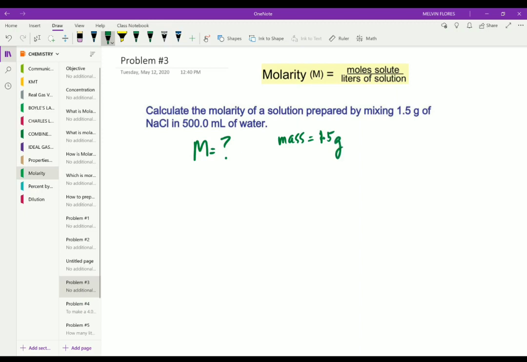Okay, and then we have the volume, which is equal to 500 ml. Remember that we need the moles of the solute, not the mass. So how do we get the number of moles here? Moles of NaCl is equal to mass, which is 1.5, divided by the molar mass of NaCl.